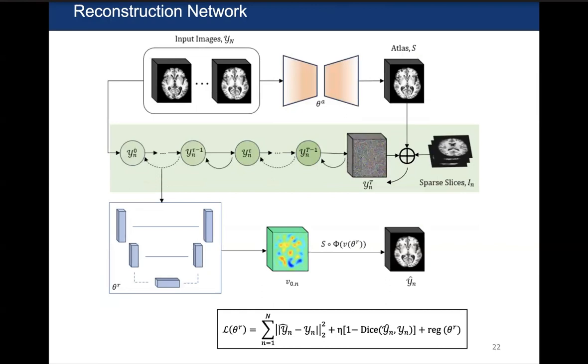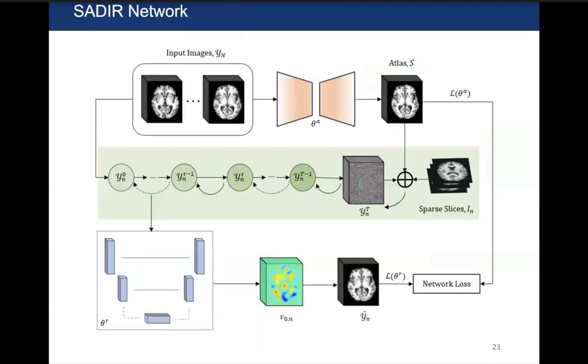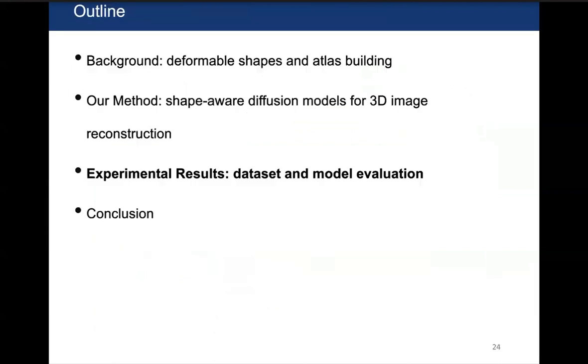The loss of the reconstruction framework is given here, which is the L2 norm of the ground truth and the predicted 3D volume, followed by a regularization metric. In the case of shape-based reconstruction of binary label maps, we add an additional weighted dice loss, which helps reconstruct the shape better. Here's the complete architecture of our framework.